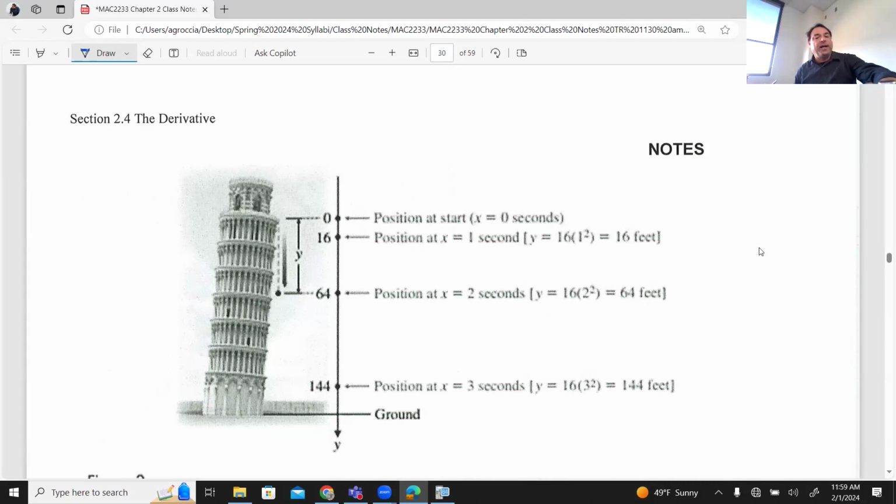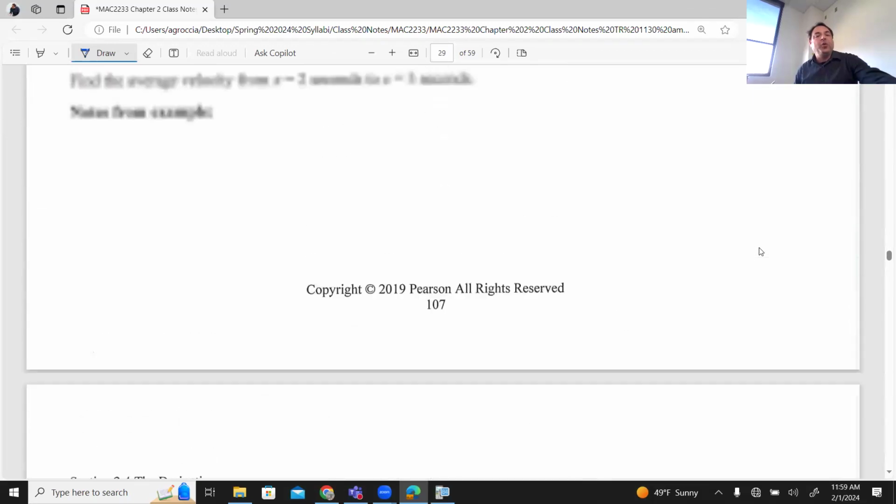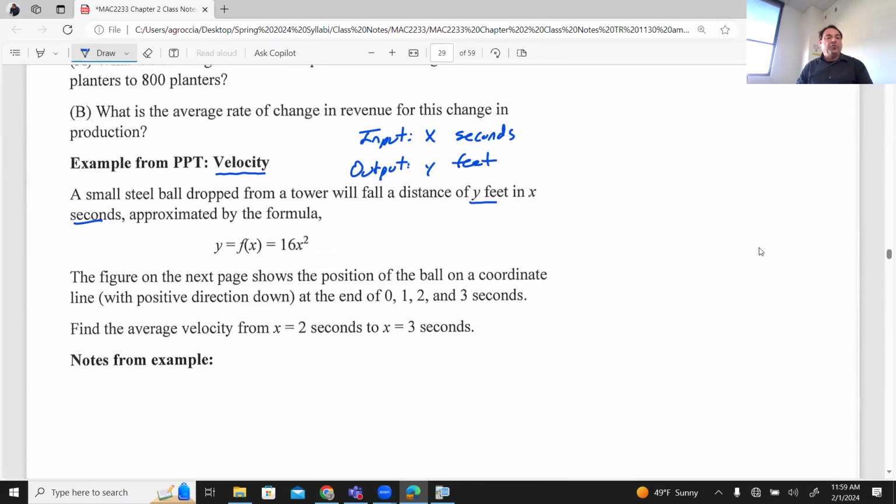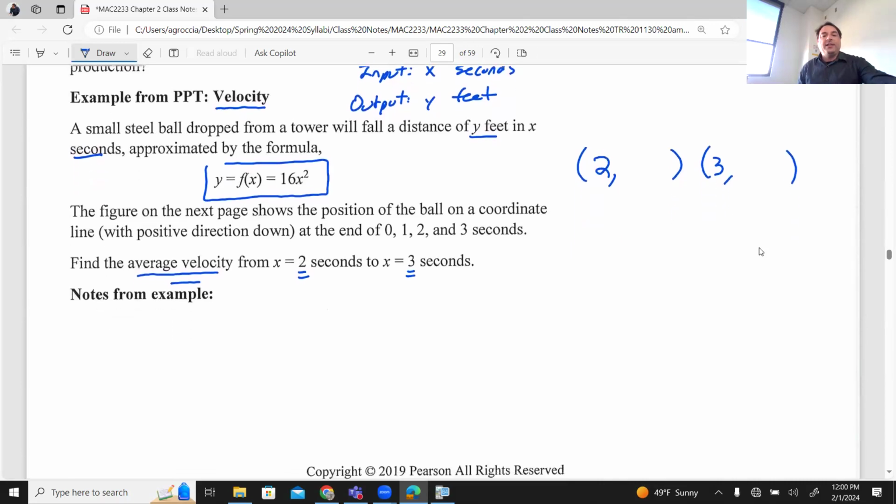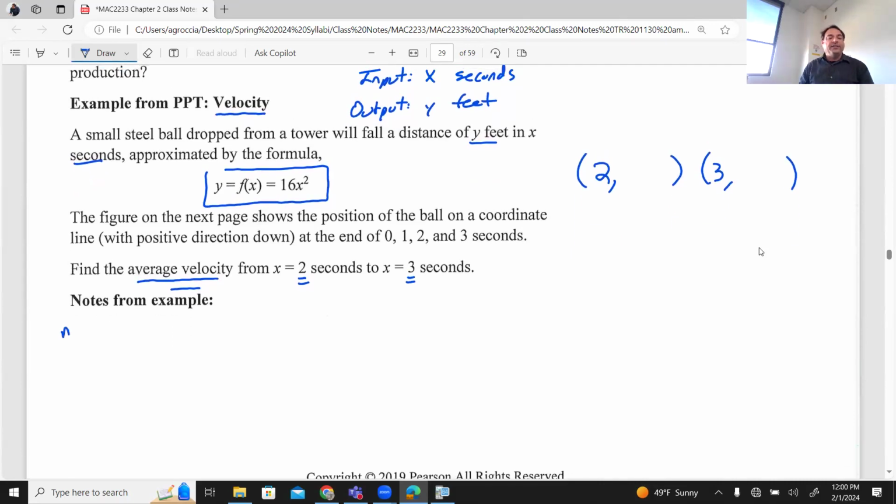And notice that as every second goes by, the ball is now further and further down. Okay? Now, the equation that models that is right here: 16x squared. I want the average velocity from 2 seconds to 3 seconds. So your job is you're given 2 points. 2 comma something, you got to find out the other one. 3 comma something, find out the other one. And then you're going to find all 3 ways.